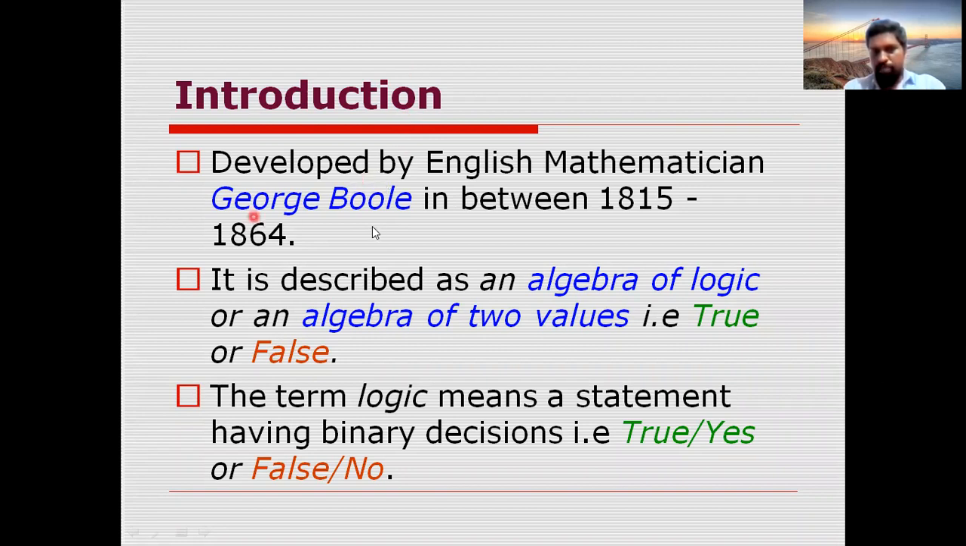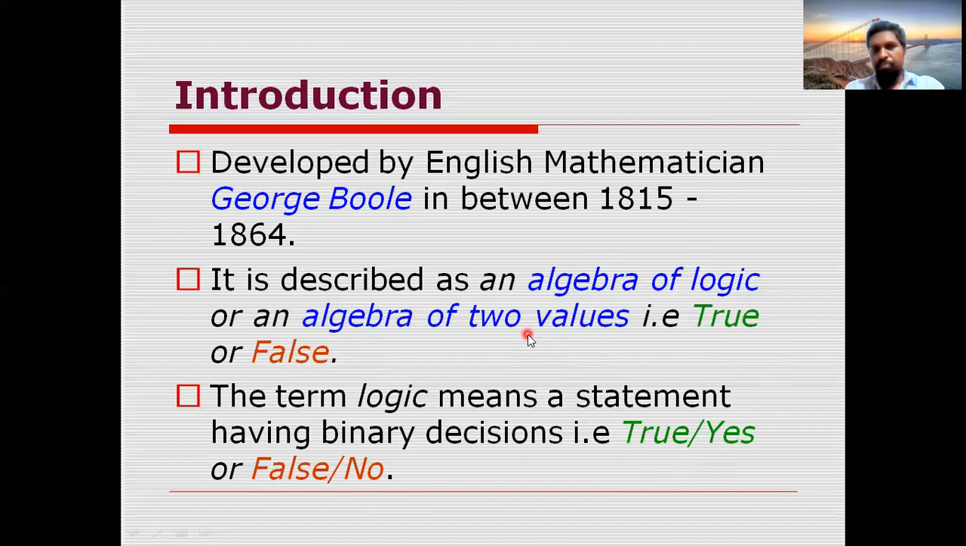So George Boole is the mathematician who developed this particular concept of Boolean algebra, and he described that the algebraic logic values will consist of only two. Boolean algebra is also called logical algebra, which consists of only two values: one is true and the second one is false. You can take true as yes also. True or yes, false or no. Only two values, and based upon these two values the operation is analyzed and processed.